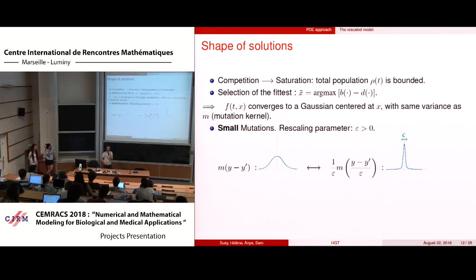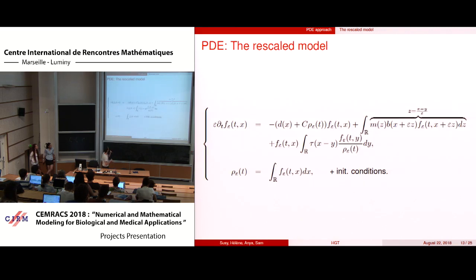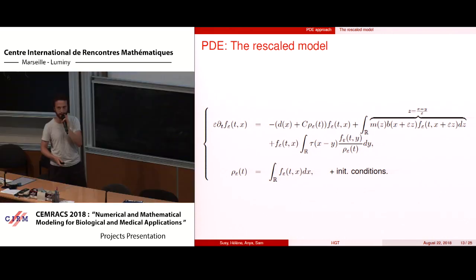And on the counterpart, to see the effect of very small mutation, we have to look for large time. So we also rescale time. So we have two time scales in our model. Then we have the normal time scale, which is the ecological scale, and the evolutionary scale, t over epsilon, where we can see the effect of mutation. And so the partial derivative, mathematically speaking, is transformed to something like this. And so the rescaled PDE model looks like this. It's the same thing as before, just with a rescaling.